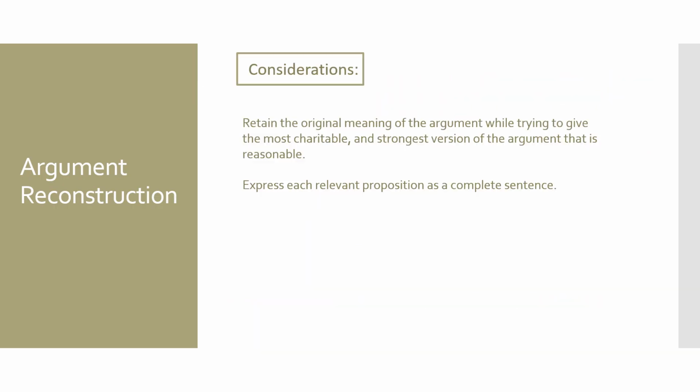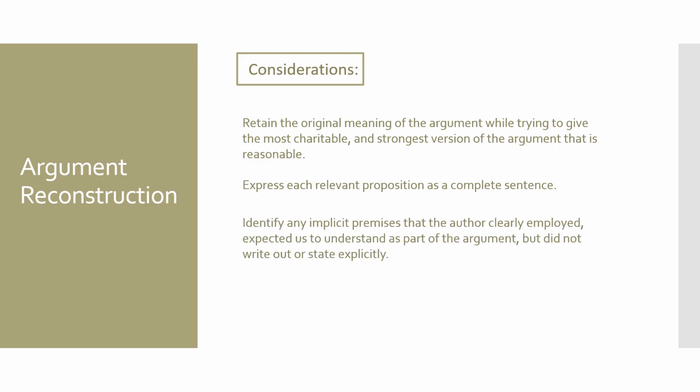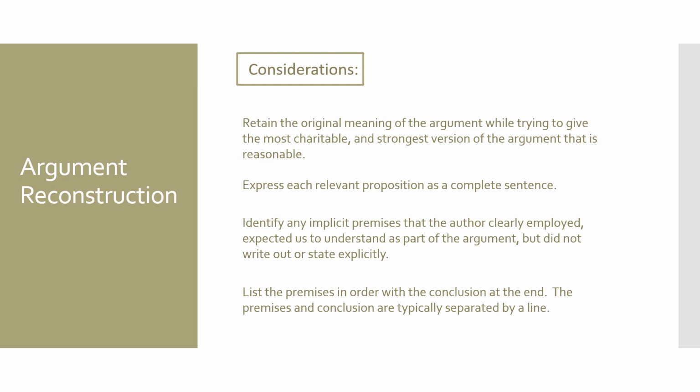The next consideration is that what you want to do is express each relevant proposition as a complete sentence. So we're literally, in an argument reconstruction, just listing propositions, premise 1, premise 2, premise 3, and so on, and each one of these should be expressed as a complete sentence. And then basically you want to work to identify any implicit premises that the author clearly employed or expected us to understand as part of the argument, but didn't write out or state explicitly. In other words, stop and think about it. Are there any possible unstated premises or an unstated conclusion that needs to be expressed in order to understand this argument?